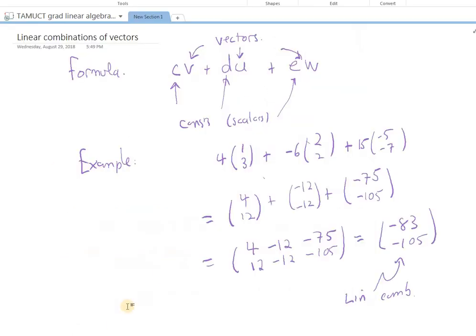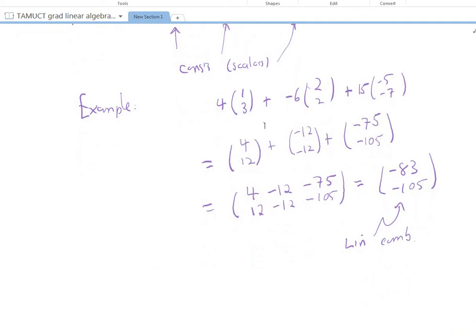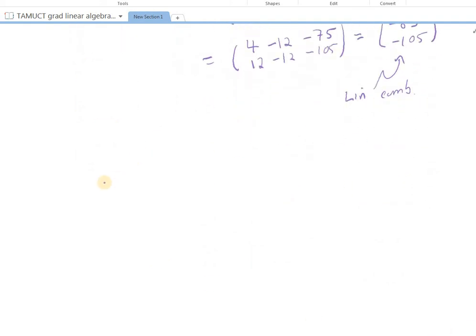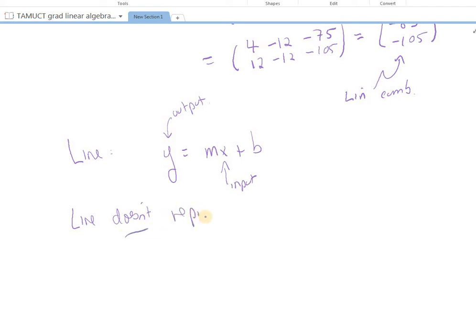Now let me clarify something here. You have talked before, I'm sure, about lines. You can think of a line, with an equation y equals mx plus b, where m is the slope and b is the intercept. I can think of my x as an input and my y as an output. Since this is an equation of a line, you might think this is a linear function. But in fact, a line does not represent a linear function.